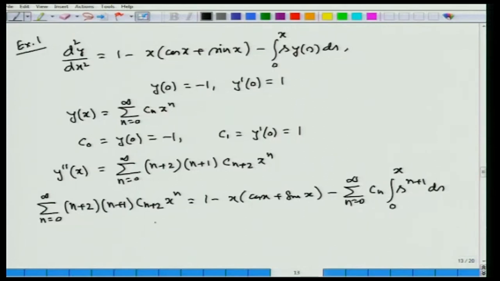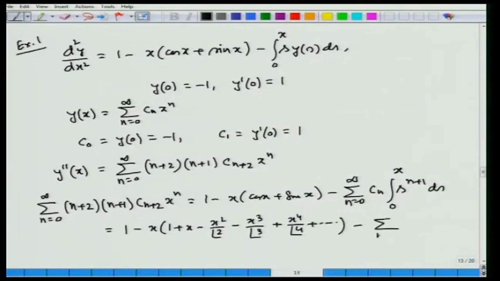And this is equal to 1 minus x times 1 plus x minus x square by factorial 2 minus x cube by factorial 3 plus x to the power 4 by factorial 4 plus dot dot minus sigma n running from 0 to infinity c n x to the power n plus 2 by n plus 2.